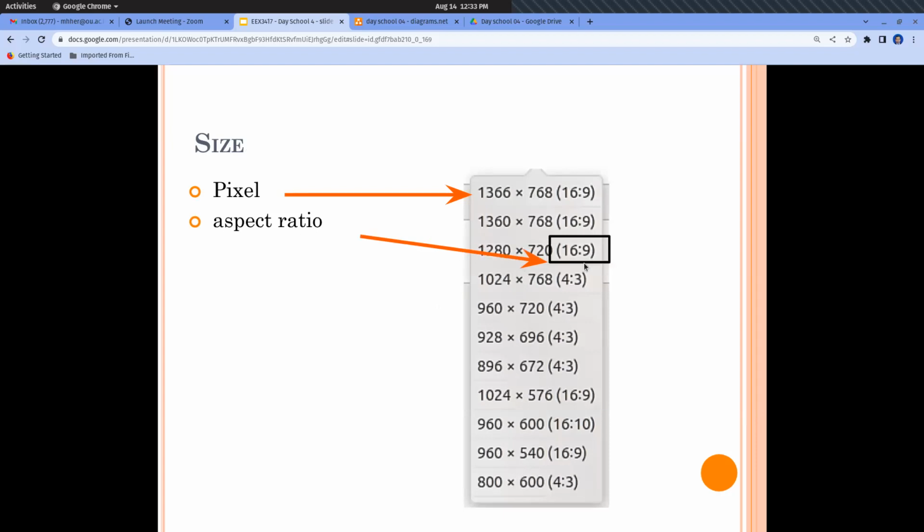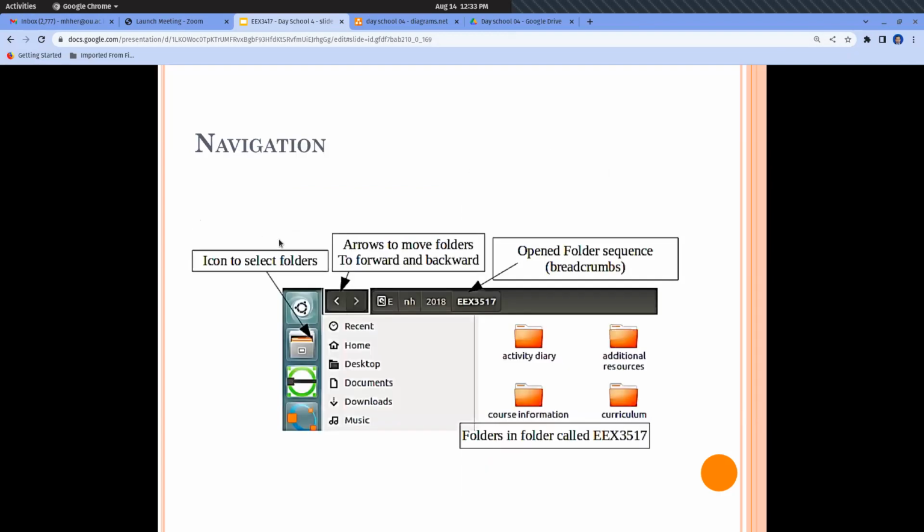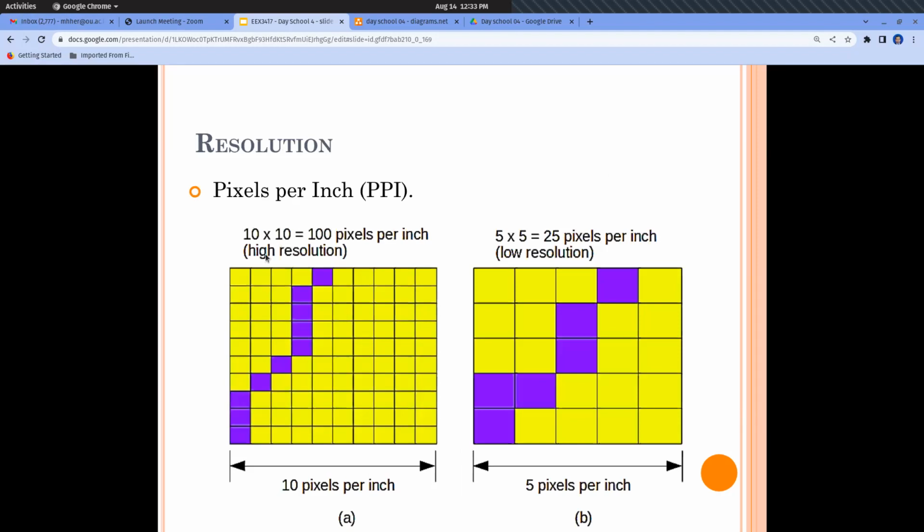Aspect ratio is 16 into 9. This 16 is the screen's horizontal side to the vertical side ratio. 16 to 9, this is 16 to 9 actually. Pixels, number of pixels. Navigation. Resolution is pixels per inch.